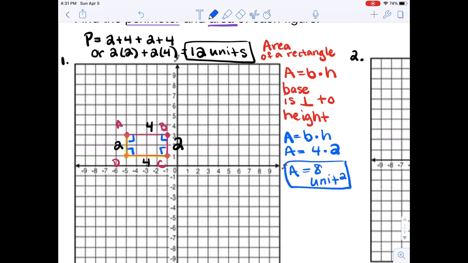So for the perimeter, you essentially add up all the sides. It's the distance around the figure. The area, in this case, was a rectangle, so it would be the base times the height. You just have to remember that the base and the height connect to form right angles.